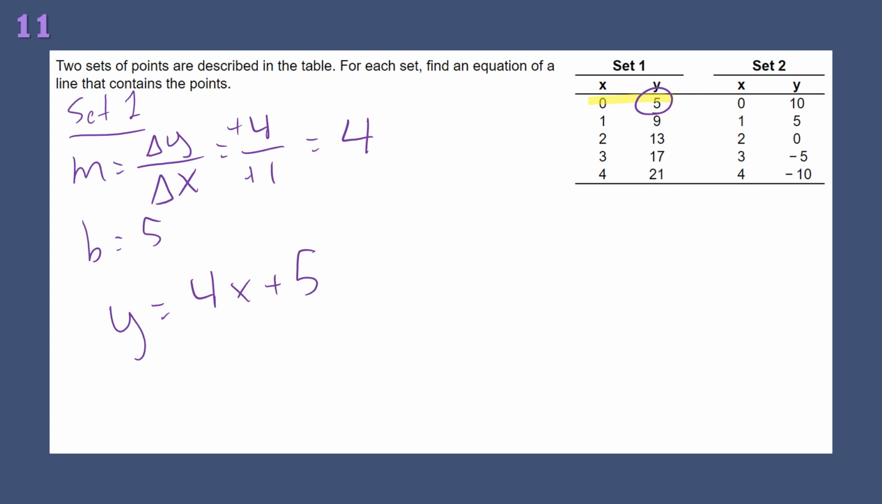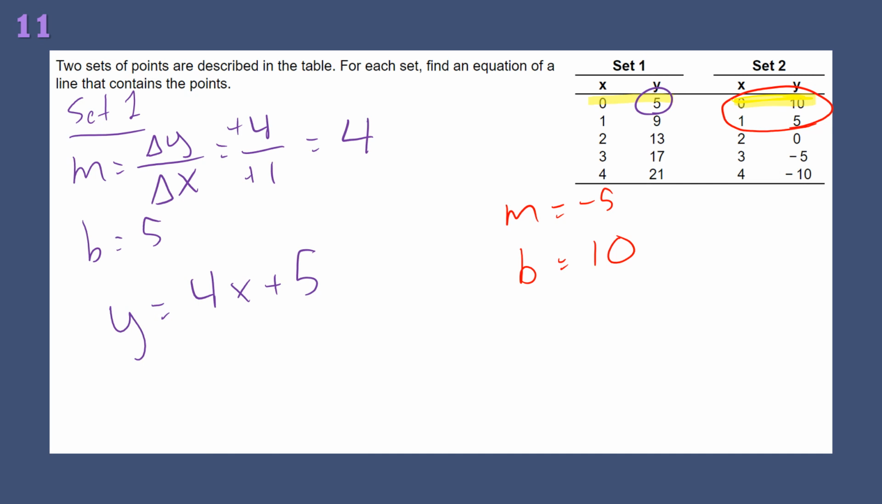We can do it again with the other set. If we look at the first 2 points to find our slope, how much does the y go up? The y actually goes down 5, and the x is only changed 1. So I'm just going to say our slope is -5. And if we look for b, our b is 10, because when x equals 0, the y equals 10.